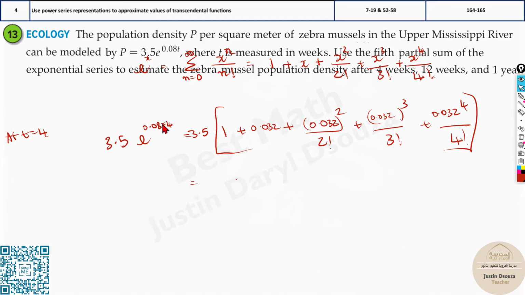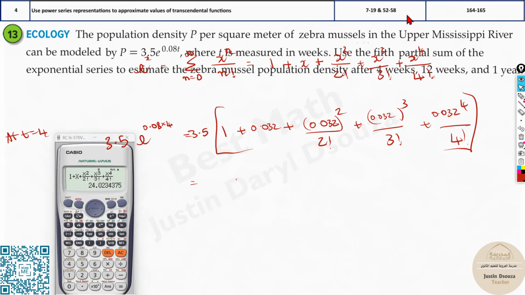The formula for e to the power anything, e to the power x, is given by the exponential series, which is written up over here. I hope you can see that. And the substitution is over here. Now we just put this in the calculator and get the answer. I'm going to use the same thing, because it's just 5 terms, the same terms which we used a while ago. I'll just multiply it by 3.5. That is this term. And we need to calculate at 0.08 times 4, or you can write it as 0.032, up to you.